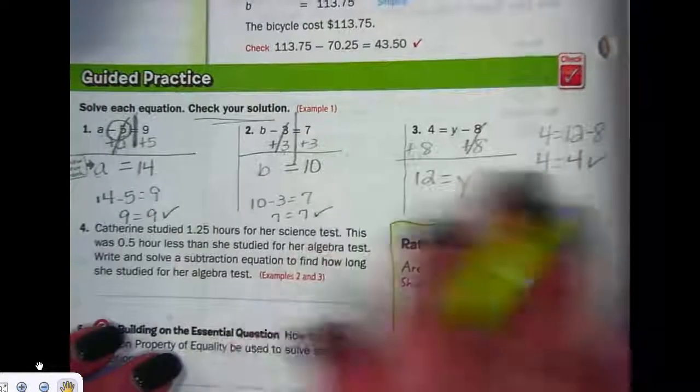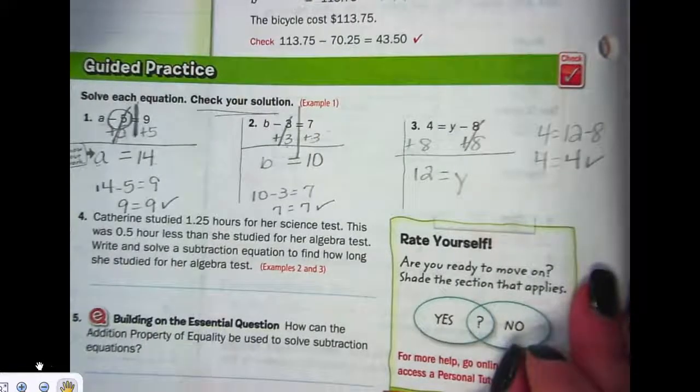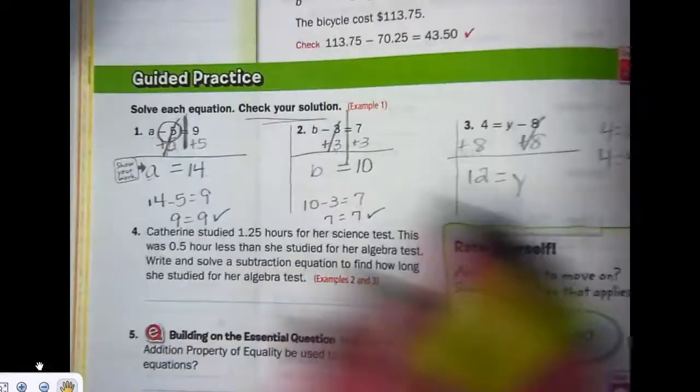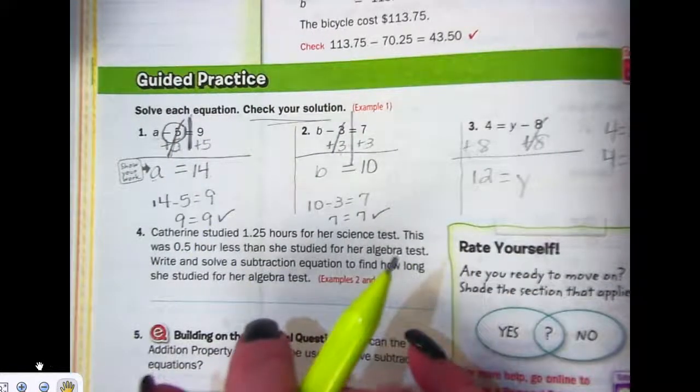All right, any questions about those first three? Is someone asking me something? I hear mumbling. Okay. All right, no questions about these first three. So it's similar to what we were doing, but it was opposite.